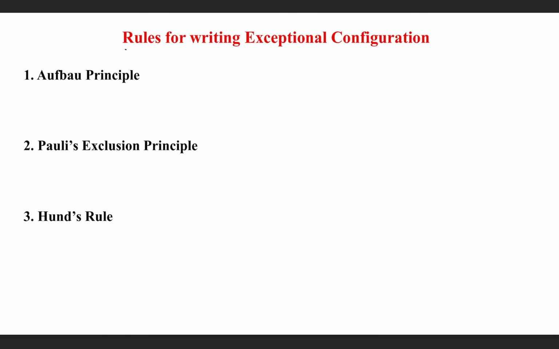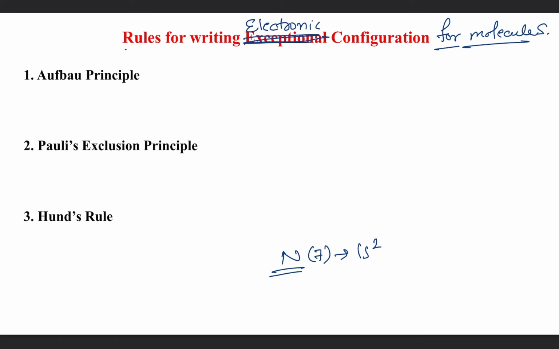Now we will discuss the rules for writing the electronic configuration for molecules. We know atomic configuration, for example, of nitrogen, whose atomic number is 7. So the atomic configuration is 1s2, 2s2, 2p3. Now if we have N2, a nitrogen molecule, how will we write its electronic configuration? For that we'll study some rules.